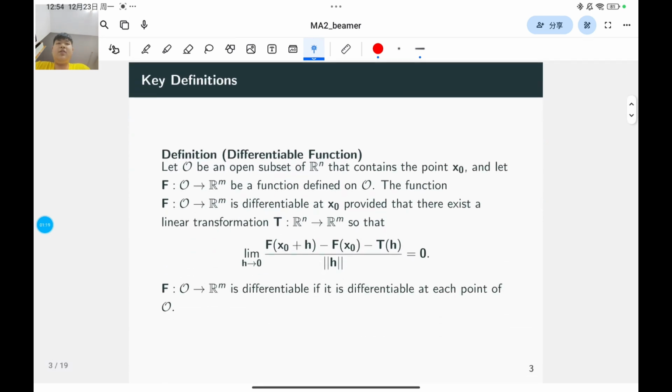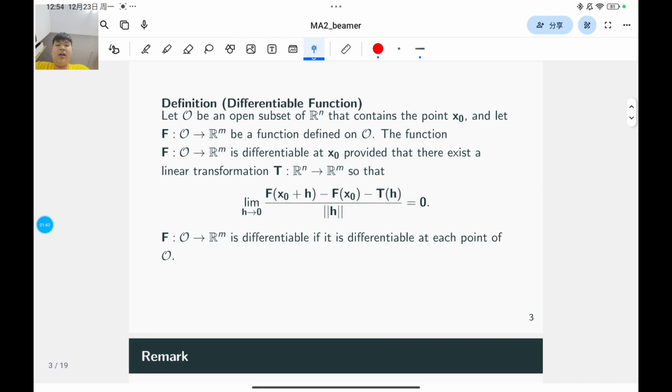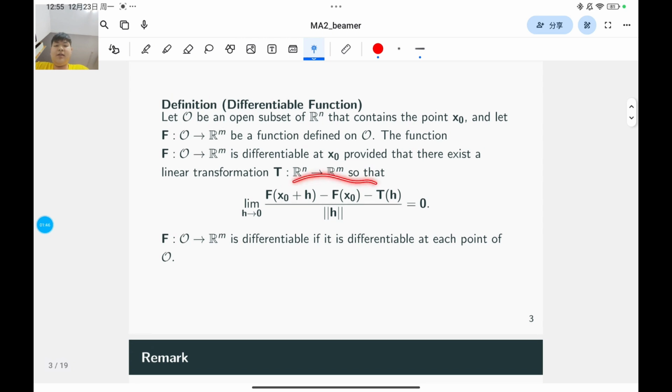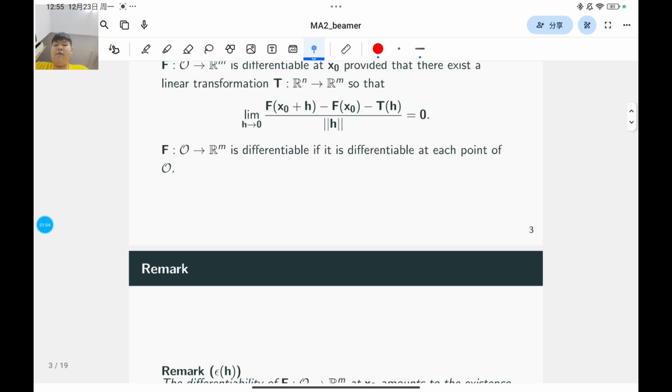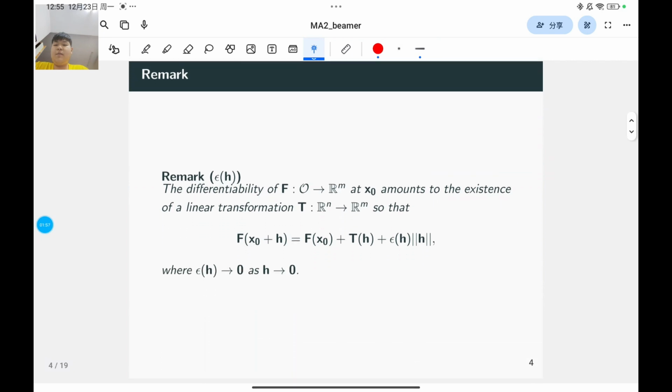First, let's see the definition of a differentiable function. Let a domain O be a subset of R^n that contains the point x0, and let f be a function defined on the domain O. The function f is differentiable at x0 provided that there exists a linear transformation T so that this limit is 0. So f is differentiable if it is differentiable at each point in the domain O.